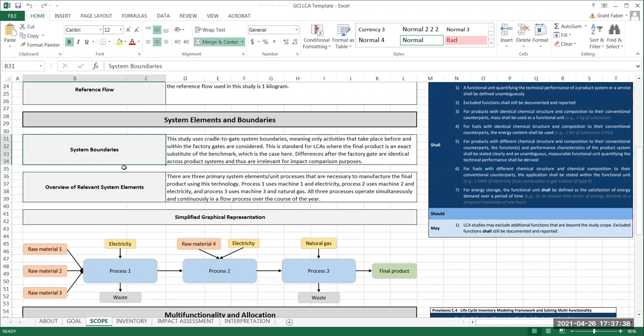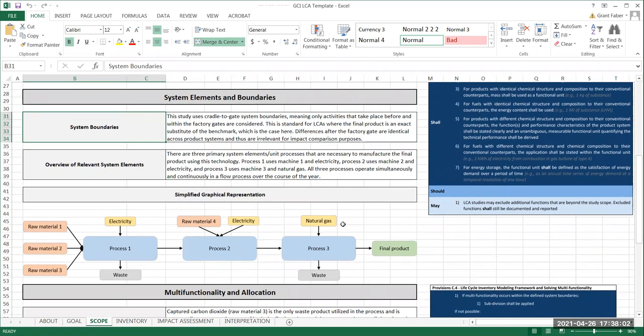Often in LCA, you'll hear these terms cradle to gate or cradle to grave, which essentially represent when you are cutting off the analysis. A cradle to grave assessment will look at every stage of a product's life cycle, from the sourcing of the raw materials all the way to the end of life of that product. Whereas cradle to gate, which is the case in this generic template, basically means that you are assessing the system from the beginning of its life cycle, from the sourcing of raw materials until the final factory gate, which in this case is just the final product being shipped out.